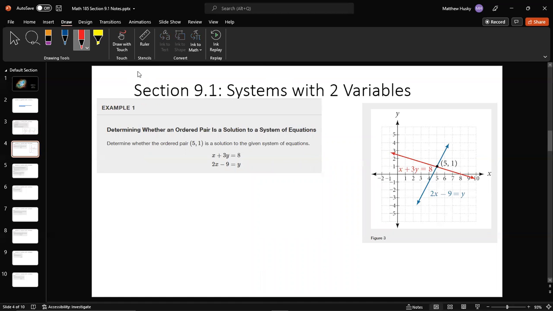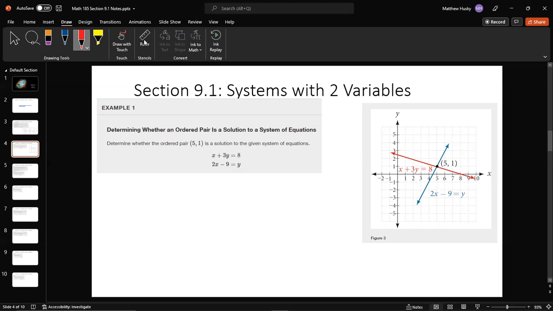So the first thing that you could do with a system is just check and see if the coordinate that they give you is in fact a solution to that system. So here they say, determine whether the ordered pair (5, 1) is a solution to the given system of equations. And they got the systems there for you. You got the first equation, x plus 3y equals 8. The other one is 2x minus 9 equals y.